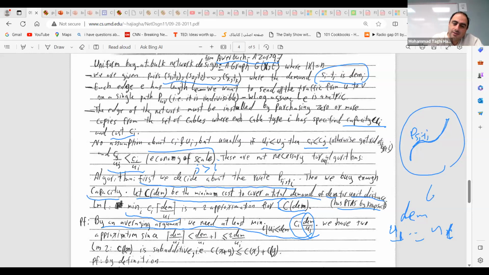Now, the other interesting thing, as I mentioned, is that this C of demand is subadditive. It means that C of X plus Y is less than or equal to C of X plus C of Y. That is very important. What is the idea? If you have some demands and you want to create some cables for them, and there are some other demands you also want to create cables for, it would be more cost efficient if you put all of this demand together and create something for all of them. Because if you do each of them separately you lose something, but if you put them together, you lose at least less. So this subadditivity is something that is important.